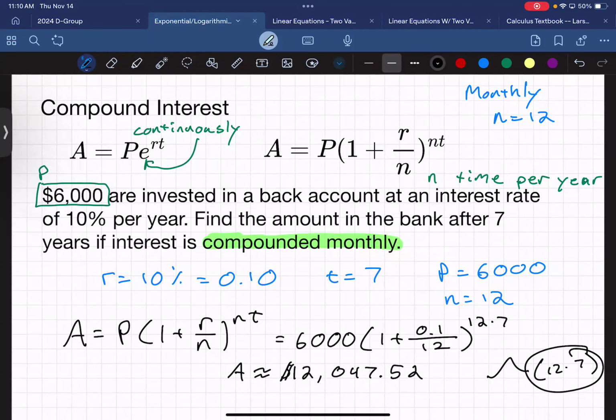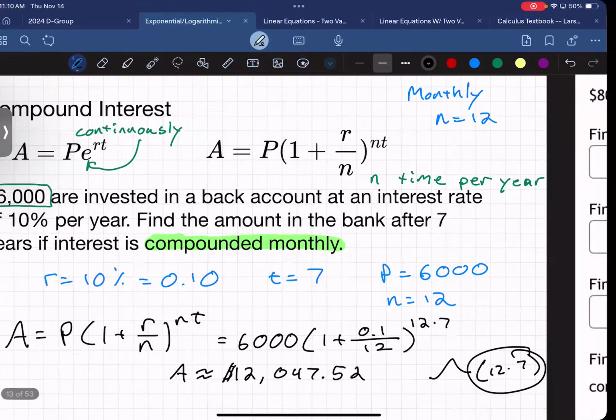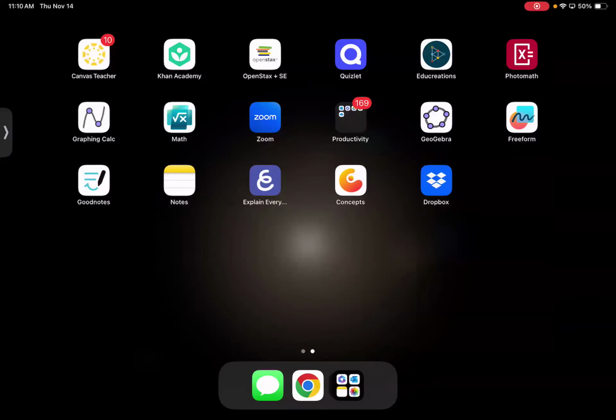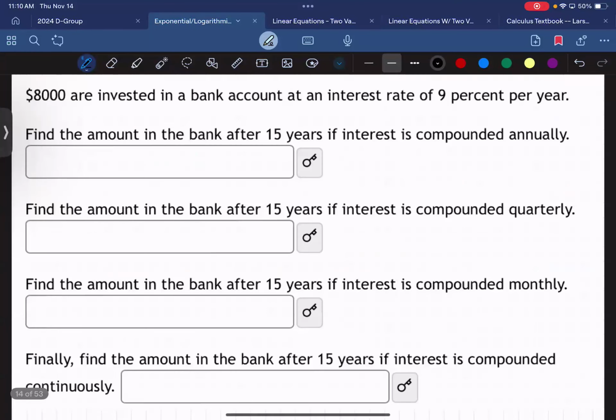All right, well, let's put our skills to use, right? Y'all ready for this? Oops, not that. There you go. Let's do them all.